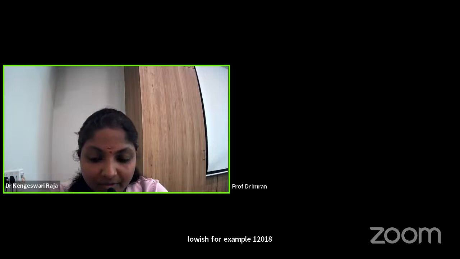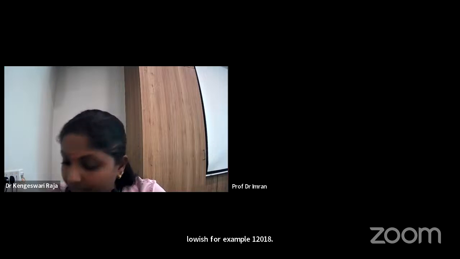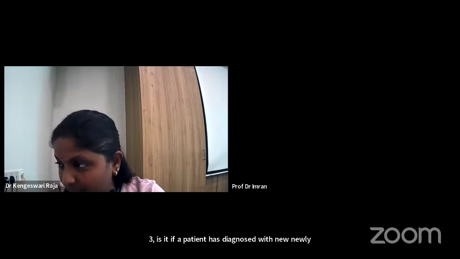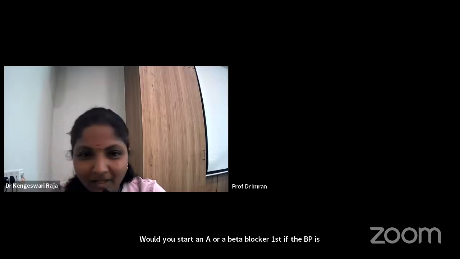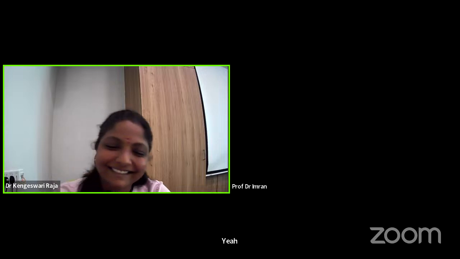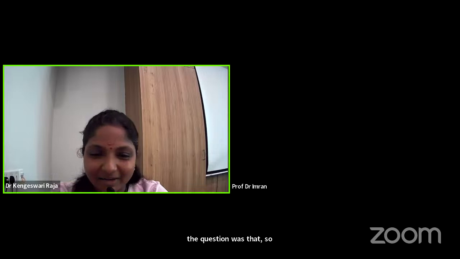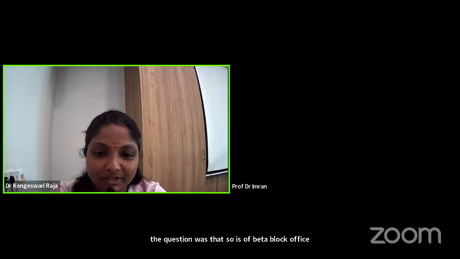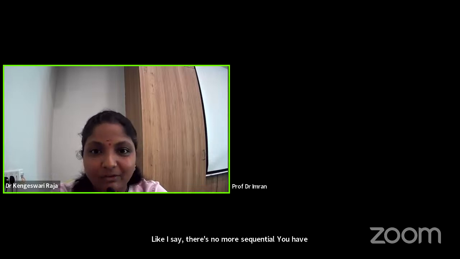Sorry, again, the question? They said if a patient is newly diagnosed with heart failure where the echo is pending, would you start an ACE or a beta blocker first if the BP is lowish, for example, 120 over 80? 120 is not low, so I think I'll start both. Like I said, there's no more sequential. You have to optimize all four whenever possible.